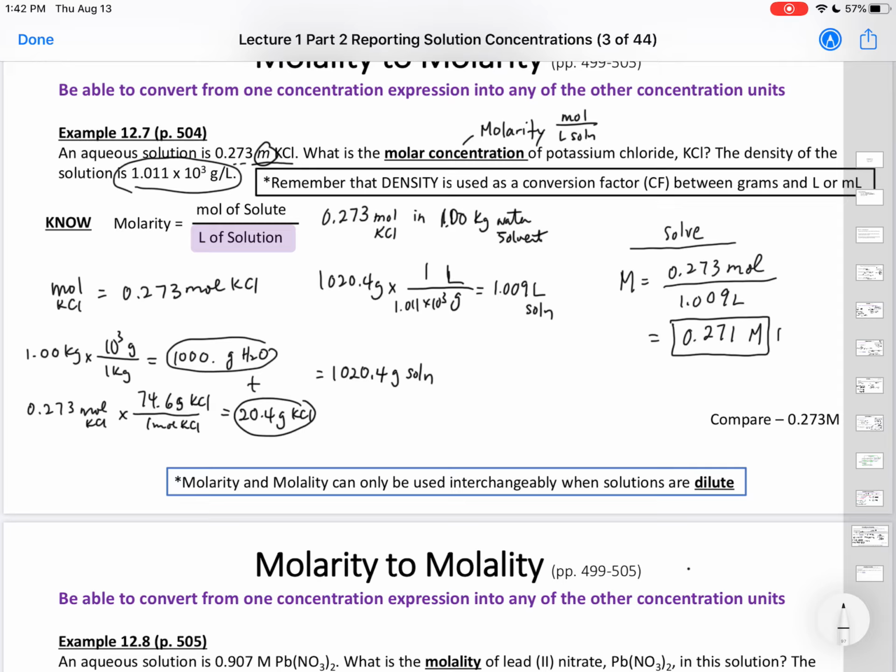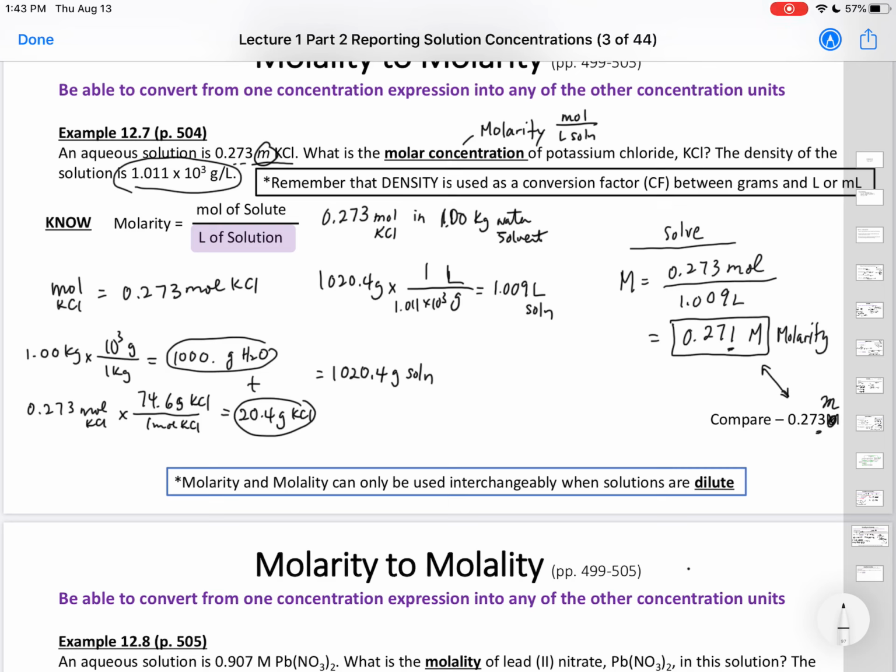Now if you compare, this is the molarity. And this is a typo. This is the molality. 0.273 is the molality. Notice that these two numbers are fairly equal, very, very close to one another: 271, 273. The only difference is that last sig fig there.